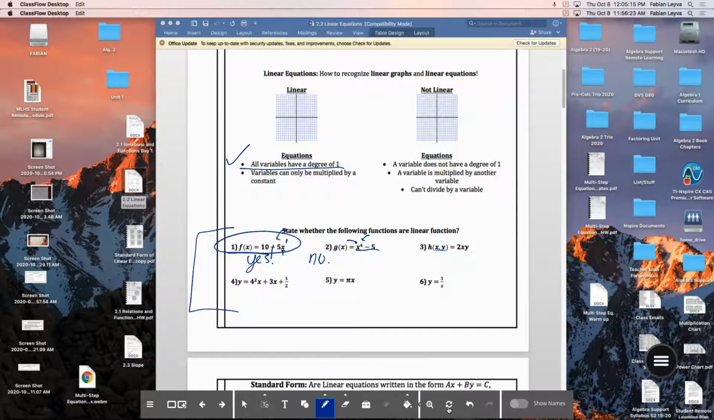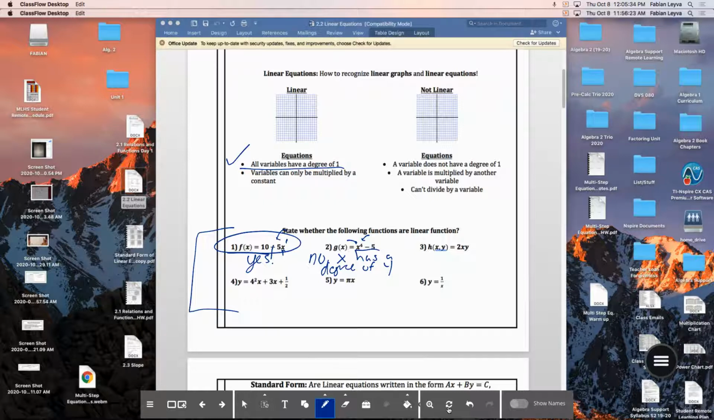Now, if I ask you the same problem on a test, all you have to do is tell me yes if it is a linear equation. If it's no, you need to tell me why. And you would say no, because x has a degree of 2. And that's all I need.